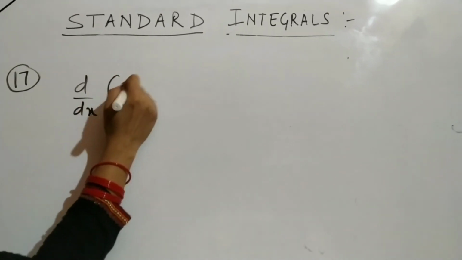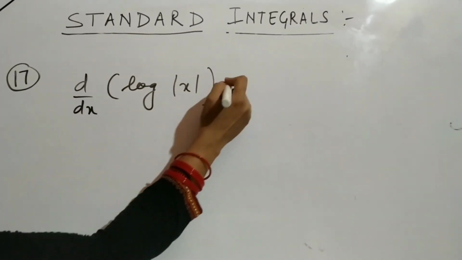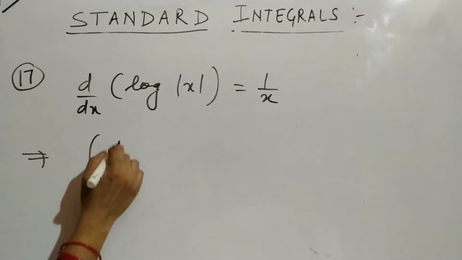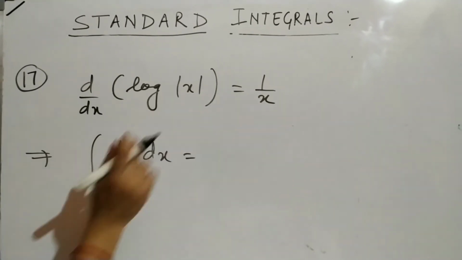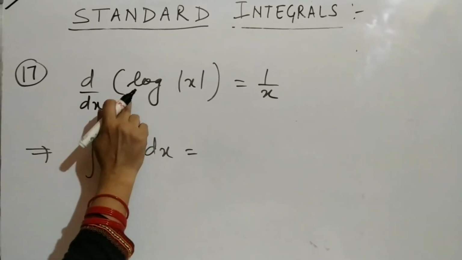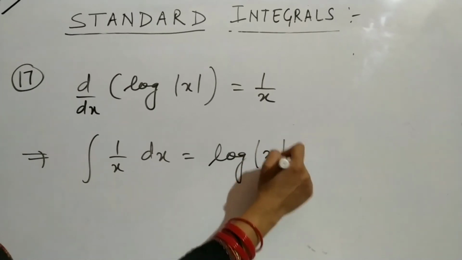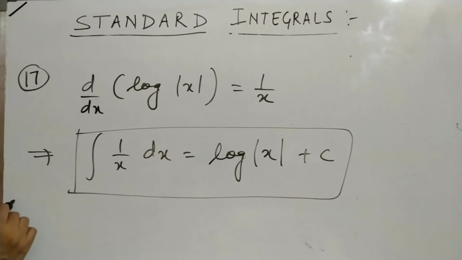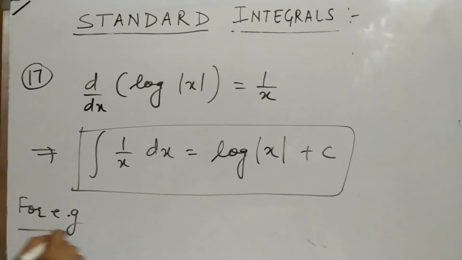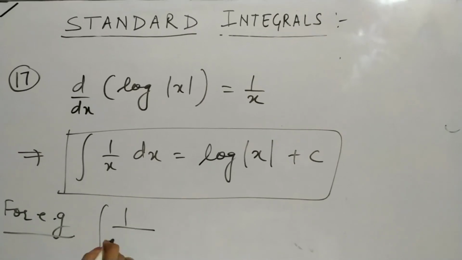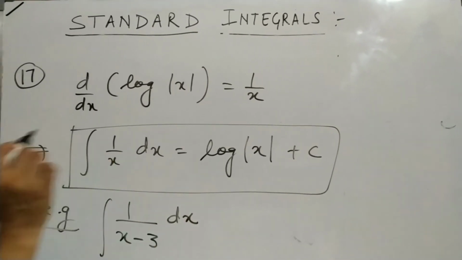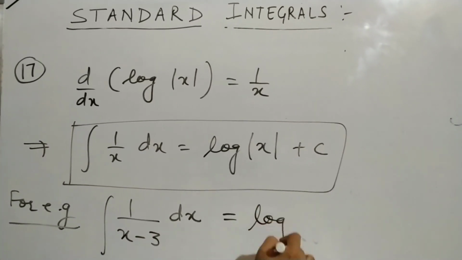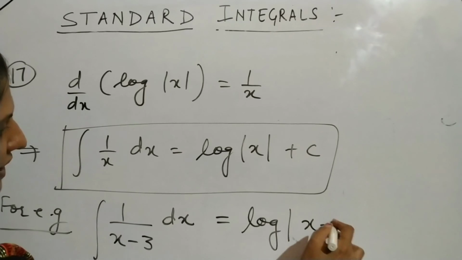Derivative of log of mod x is equal to 1 by x. That implies the integration of 1 by x with respect to x is equal to log mod x plus c. For example, the integration of 1 upon x minus 3 with respect to x is equal to log mod of x minus 3.